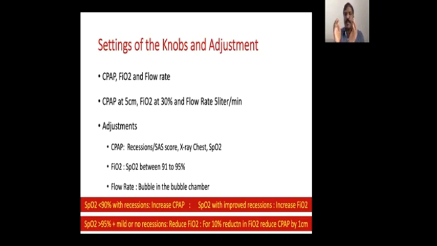But while you're increasing pressure, if the saturations are still low and retractions have decreased, say on pressure of 7, retractions have come down, but saturations are still low, you increase the FiO2. So while going up, we'll increase the pressure and then increase the FiO2. Now, once the baby is stable, no retractions, saturations are well maintained above 95 or 94%, first thing is come down on the FiO2. Whenever you are able to come down on the FiO2 by 10%, try to see if you can come down on the pressure by 1 point.